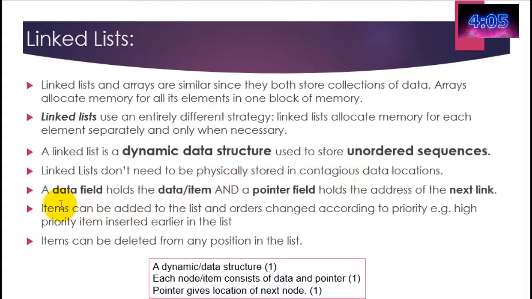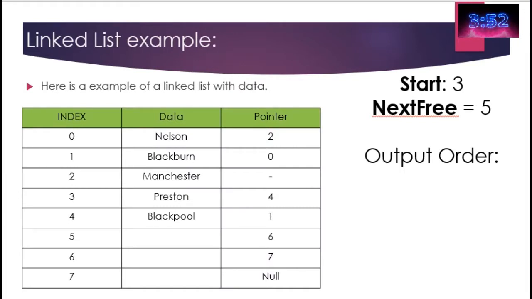Now, one thing I'd like you to remember is that a linked list is made up of a data field, which holds the actual data that you want in your list, and then a pointer field. Now, that pointer field points to the next link, and we're going to see this working just now. So here's an example of a linked list. All right, we've got a linked list here. We have an index, we have the data, and we have the pointers.